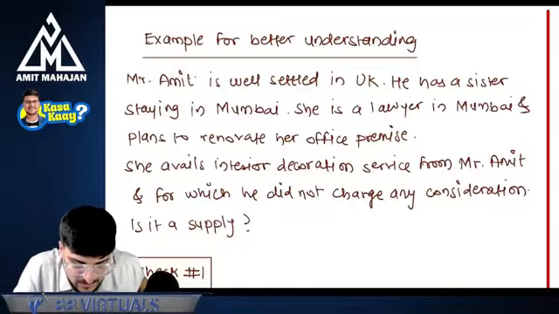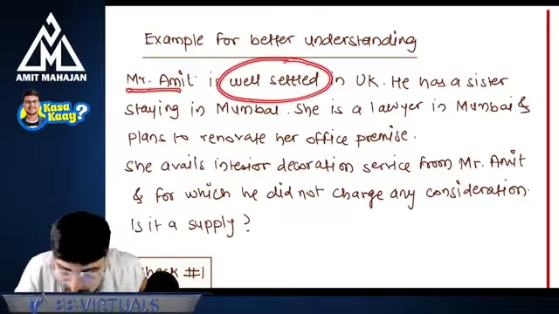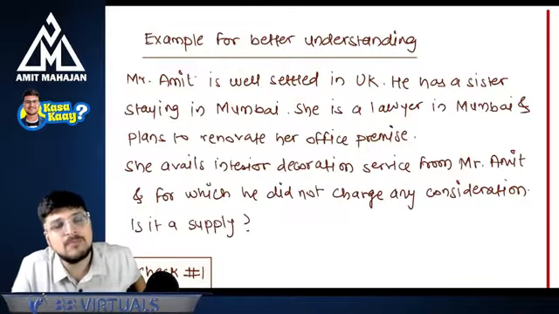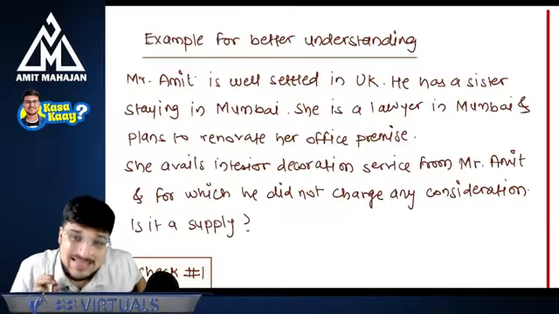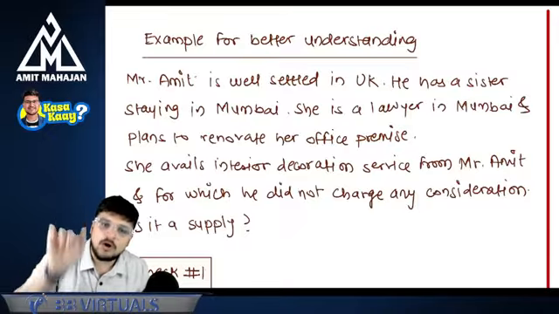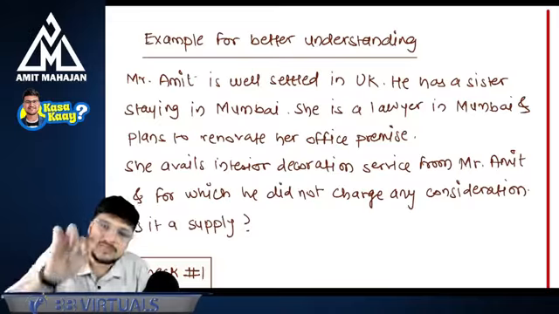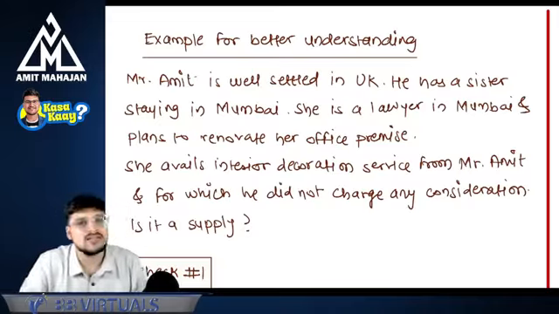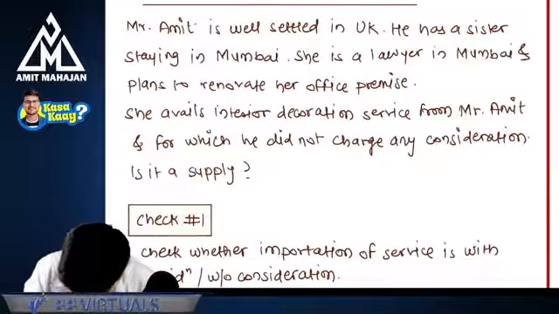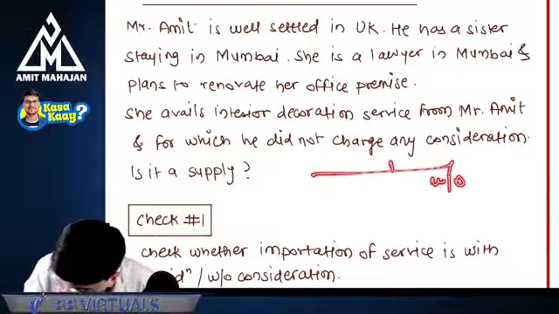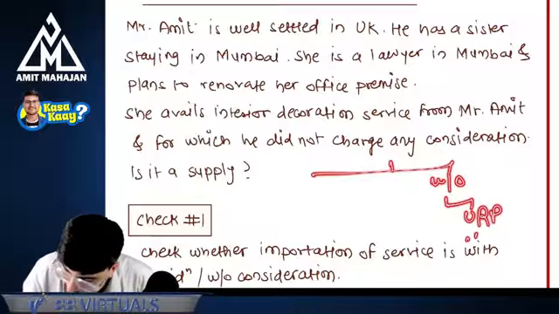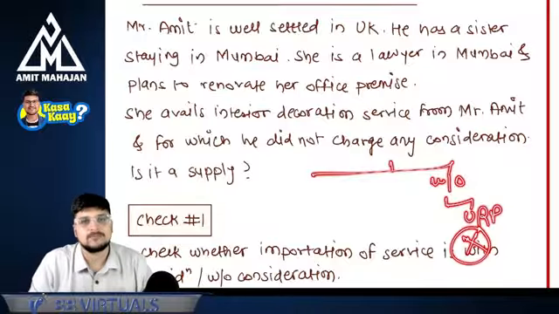If you see the question, Mr. Amit is well settled in UK. If Mr. Amit is well settled in UK, can I say that Amit is not dependent on sister? If Amit is not dependent on sister, which means Amit is not a related party for that sister. Perfect. So please understand, if it is without consideration and if it is from an unrelated party, is it a supply? No, it will not be considered as supply.